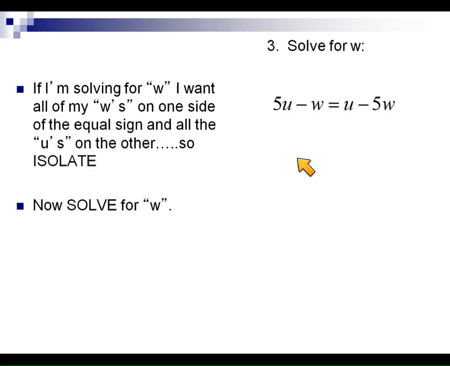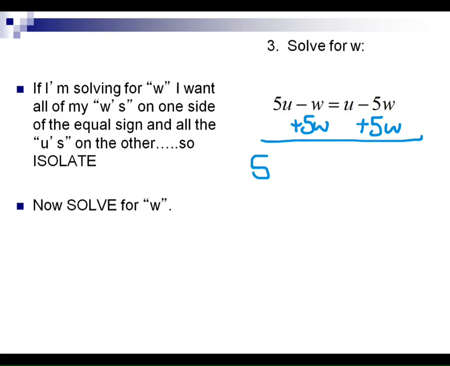This is what we did in the last chapter. I can either add w over here, or I can add 5w over here to get them together. And we like to do it so we keep the variables positive. So which one of those ways can I do it so I keep those variables positive? Add 1w to both sides, or add 5w to both sides? Yeah, add the 5w. If I add it to this side of the equal sign, I have to add it to this side of the equal sign.